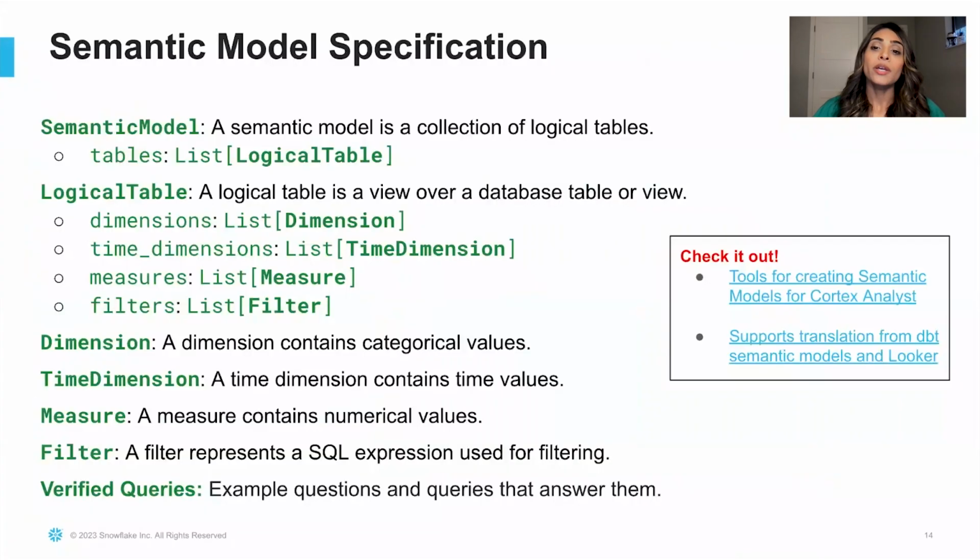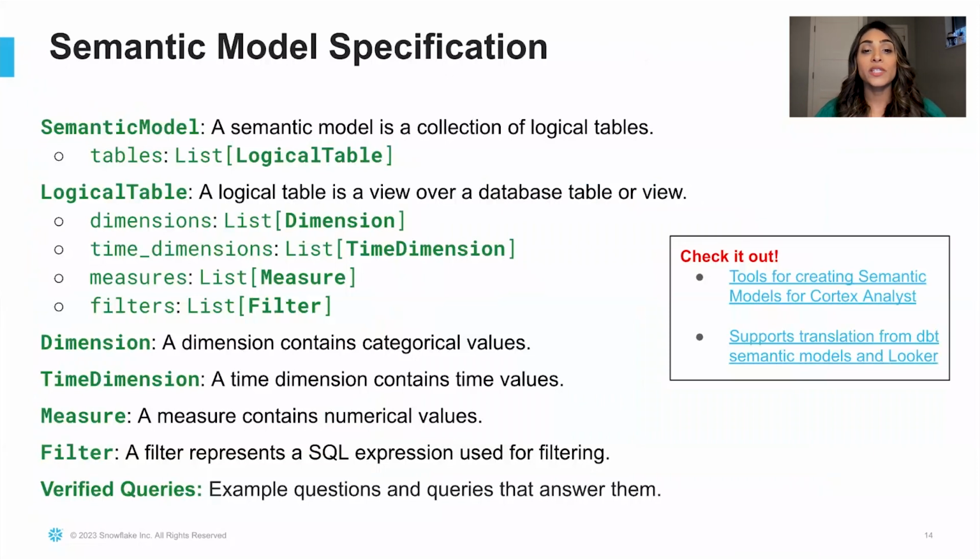A key concept in Snowflake's semantic model is the logical table. You can think of a logical table as a simplified view over a physical database table or view. Each logical table is made up of logical columns which are categorized into dimensions, time dimensions, and measures. These logical columns can reference underlying physical columns or be SQL expressions involving one or multiple columns.